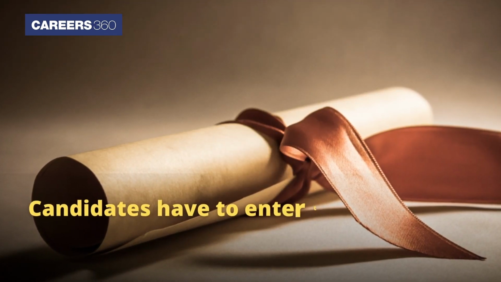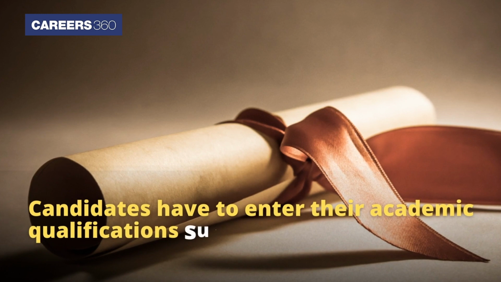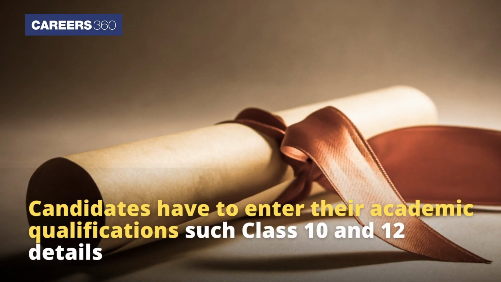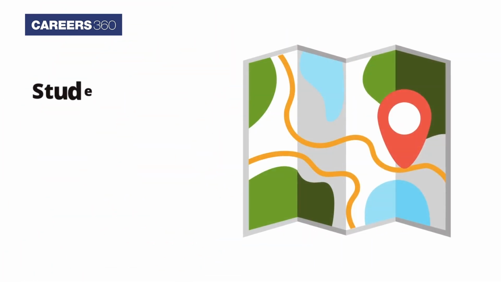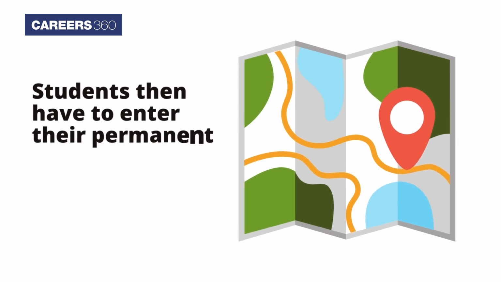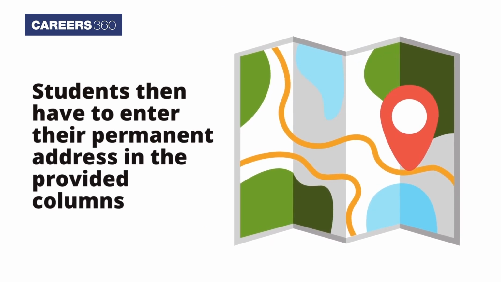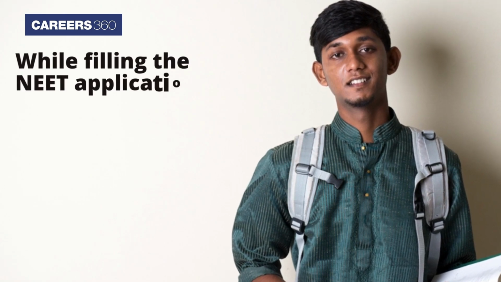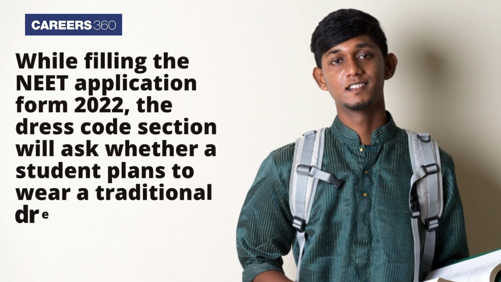In the next step, candidates have to enter their academic qualifications such as class 12 and 10 details. Students then have to enter their permanent address in the provided columns. While filling the NEET application form 2022, the dress code section will ask whether a student plans to wear a traditional dress. Answer yes or no depending on your intention.